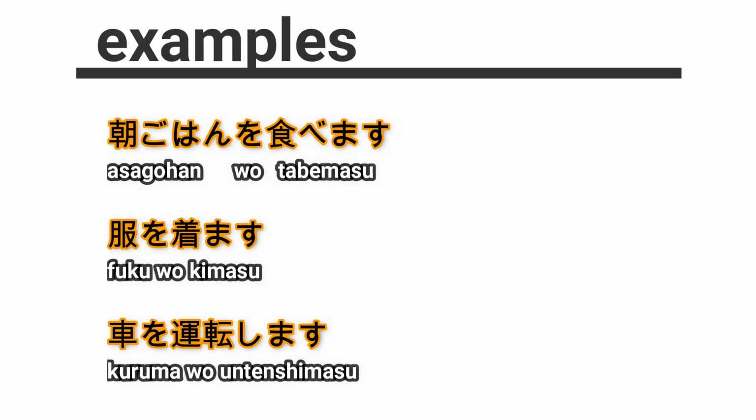There are examples. 朝ごはんを食べます。服を着ます。車を運転します。SOV structure is the basis of Japanese grammar, and once you have got used to it, it will be very easy for you to make Japanese sentences.